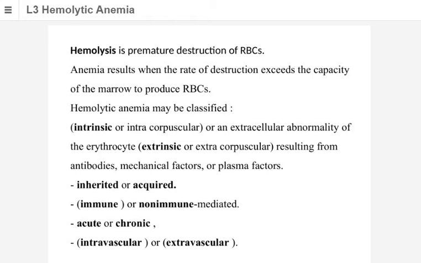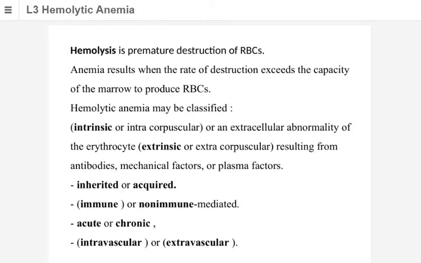Anemia results when the rate of destruction exceeds the capacity of the marrow to produce RBC. Normally, the marrow has the capacity to produce RBC to replace those which are destroyed normally. But when the destruction is more rapid and more severe, the bone marrow cannot keep up with this rapid destruction.